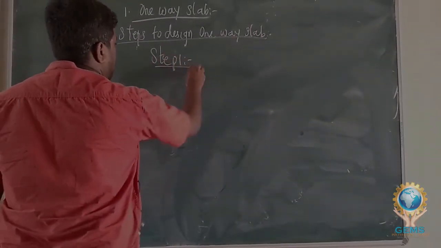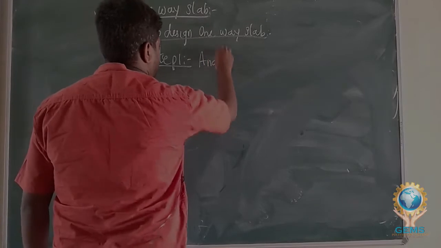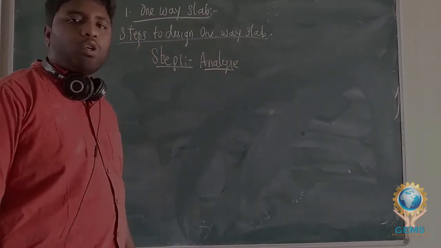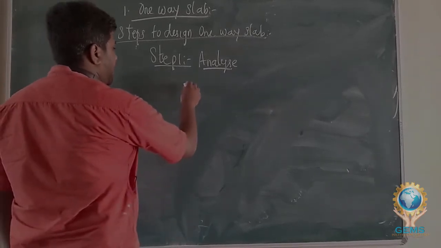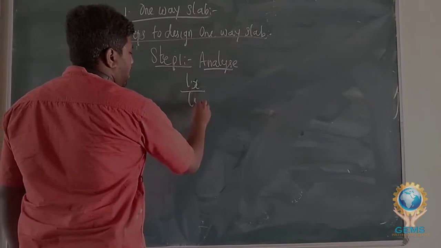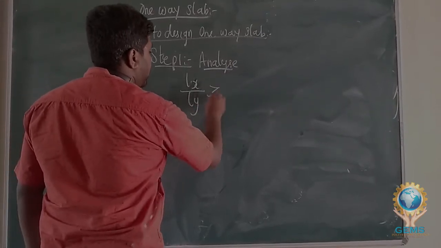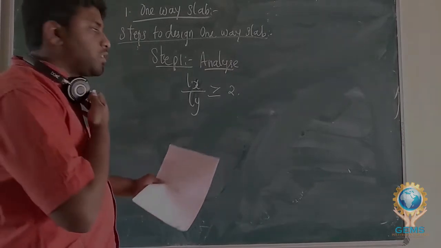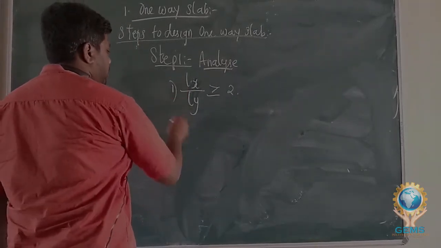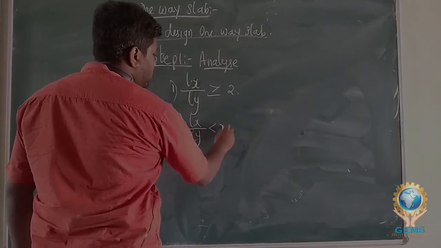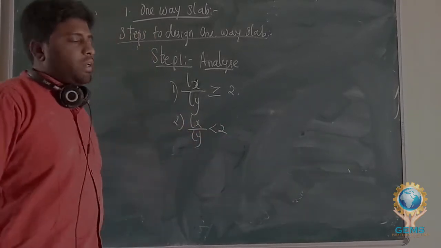Step number 1: we are going to analyze the slab, whether the slab is one-way or two-way. How can we analyze it? The ratio of long span to short span, Ly by Lx, should be greater than or equal to 2. If it is greater than or equal to 2, it is termed a one-way slab. If Ly by Lx is less than 2, it is termed a two-way slab.